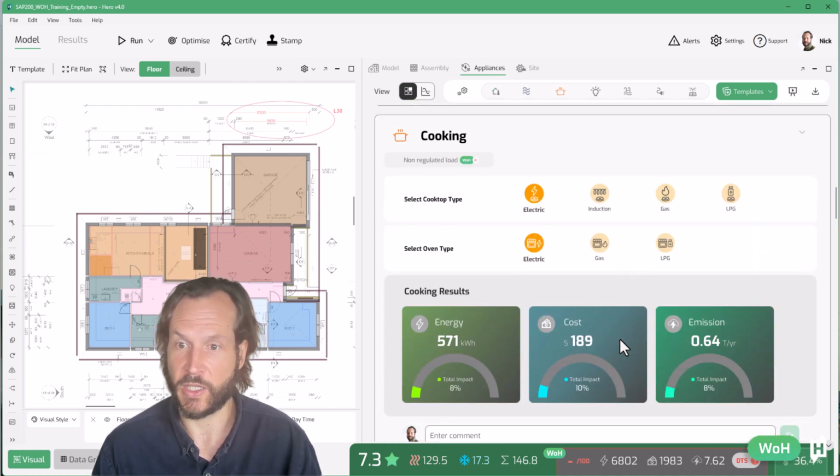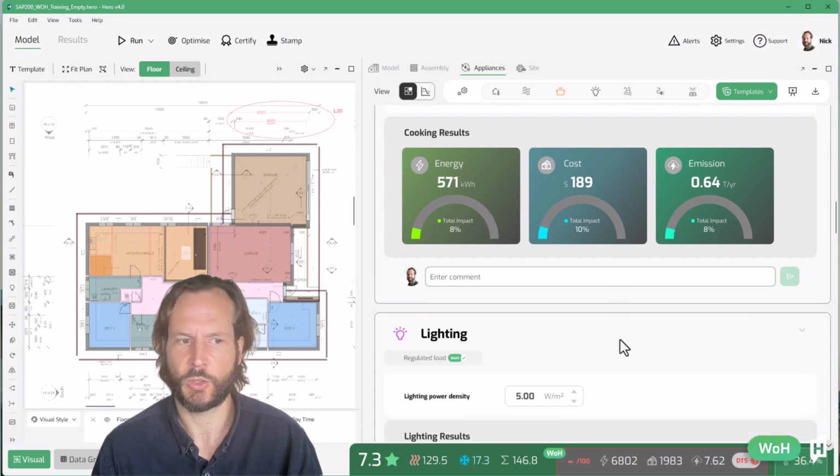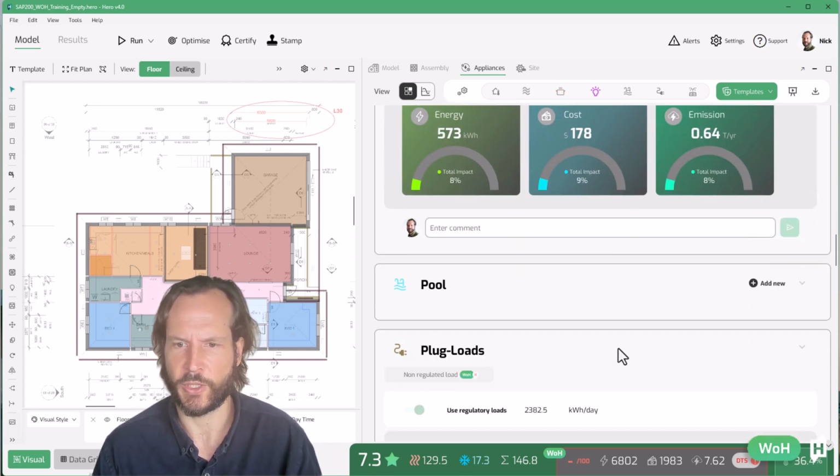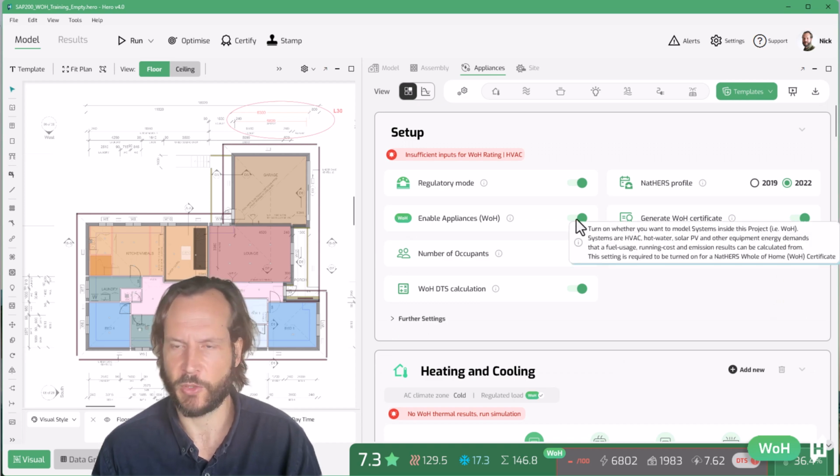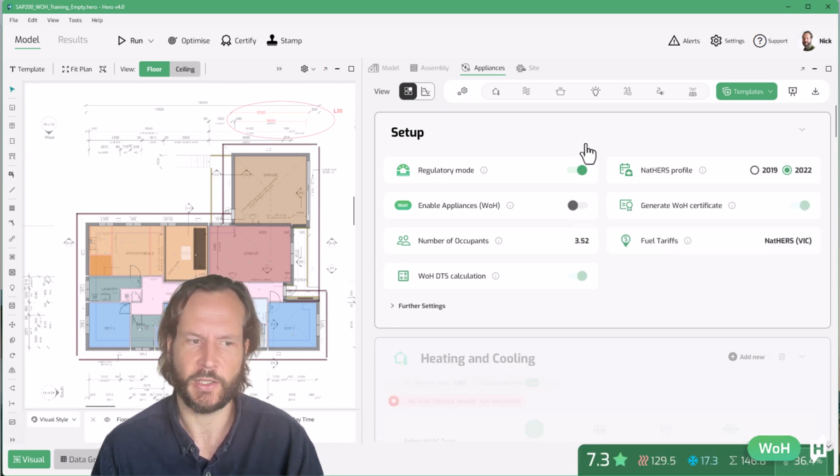We've created a default HVAC system, hot water, cooking, lighting, and plug loads for you. You can at any time during your project just turn off the appliances setting if you just want to focus on the star rating. It'll keep all of your appliances there until you re-enable that setting.